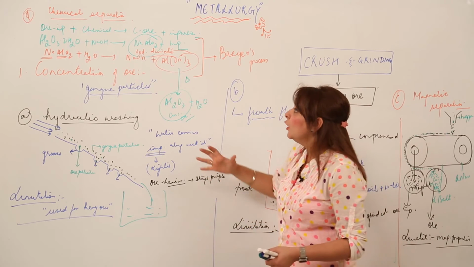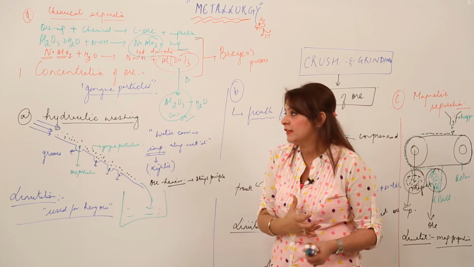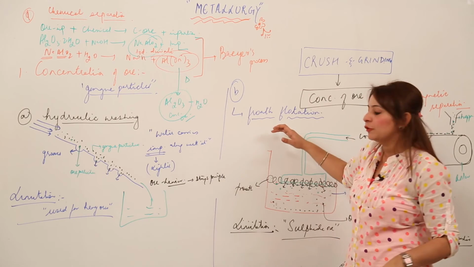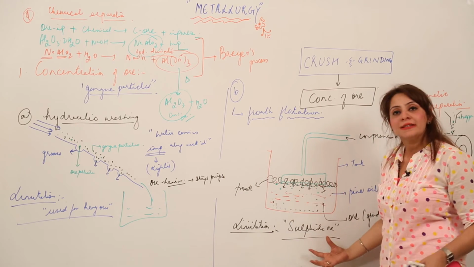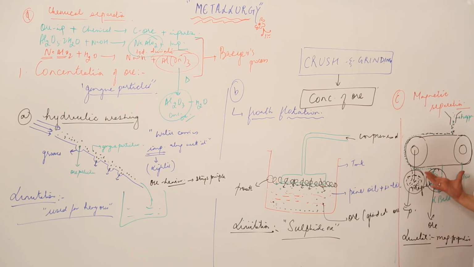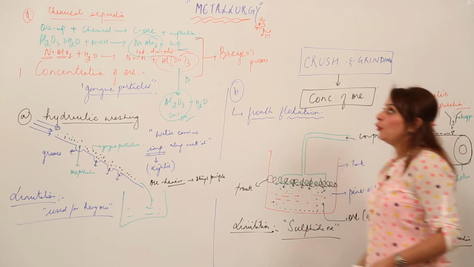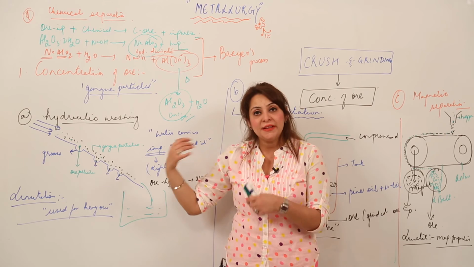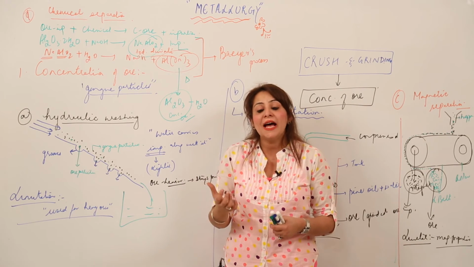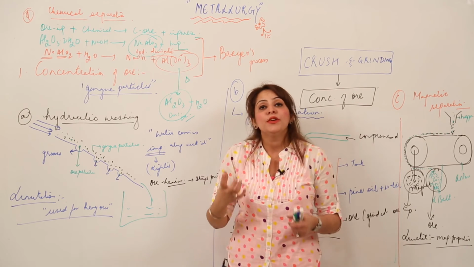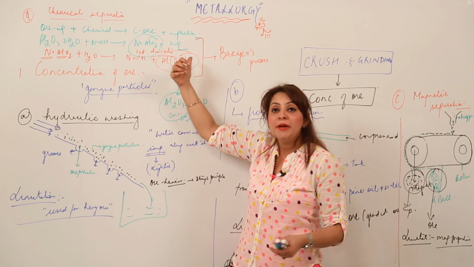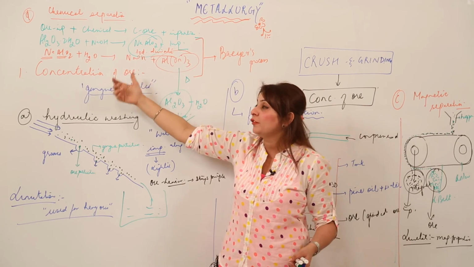So see, there are 4 different methods for concentration. Hydraulic washing, you know that you will be using for heavy ores. Second is froth flotation, which you will be using for sulfide ores. Third, we have magnetic separation, which we will be using for ores that show magnetic properties. And fourth, chemical separation. The criterion for using this method for any kind of ore is that we should have a certain chemical with which the ore has affinity to react but the impurities do not react, as you saw in Bayer's process, the concentration of the bauxite ore.